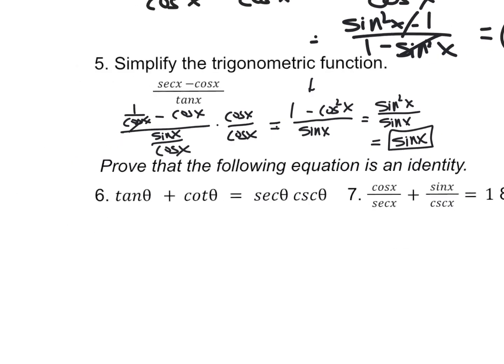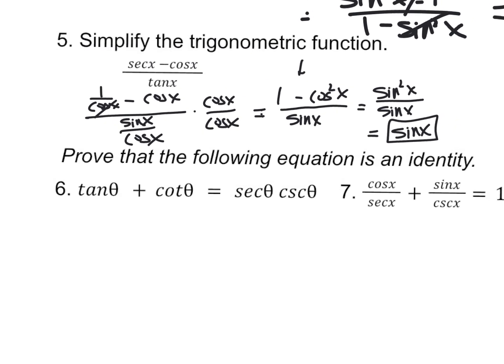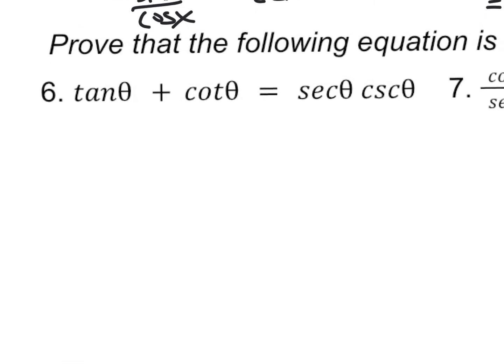That is awesome. Okay, number 6, 7, and 8. Prove that the following is an identity. Now, the good thing about these is you know it's going to work. You know you got to take the side that looks more difficult, make it look like the side that looks a little bit easier. So I'm going to take my left-hand side and try to make it look like secant, cosecant. Okay, so let's start with the tangent.